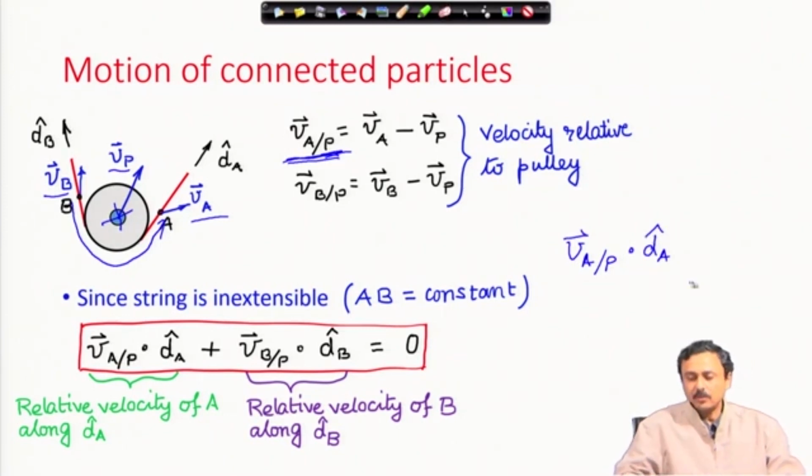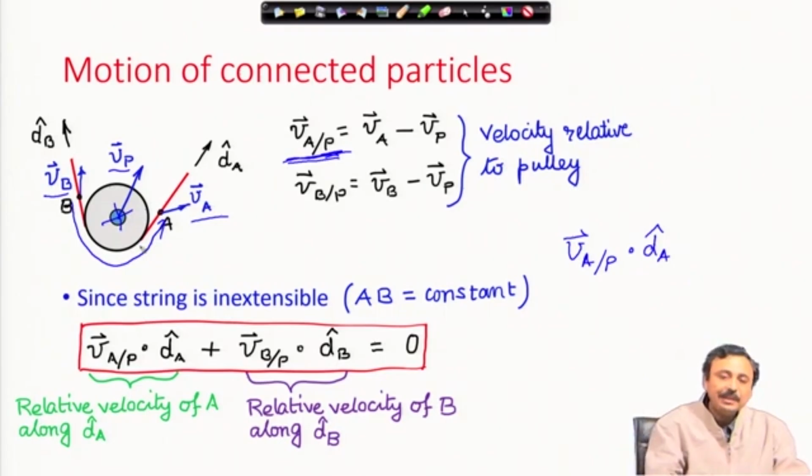This quantity is the rate at which this observer is seeing A leaving the pulley in the direction dA. So, this is the relative velocity in the direction dA, and this velocity is solely because the string is either rolling or slipping on the pulley. The string is moving on the pulley. This is not because of unwrapping. This component is not because of unwrapping.